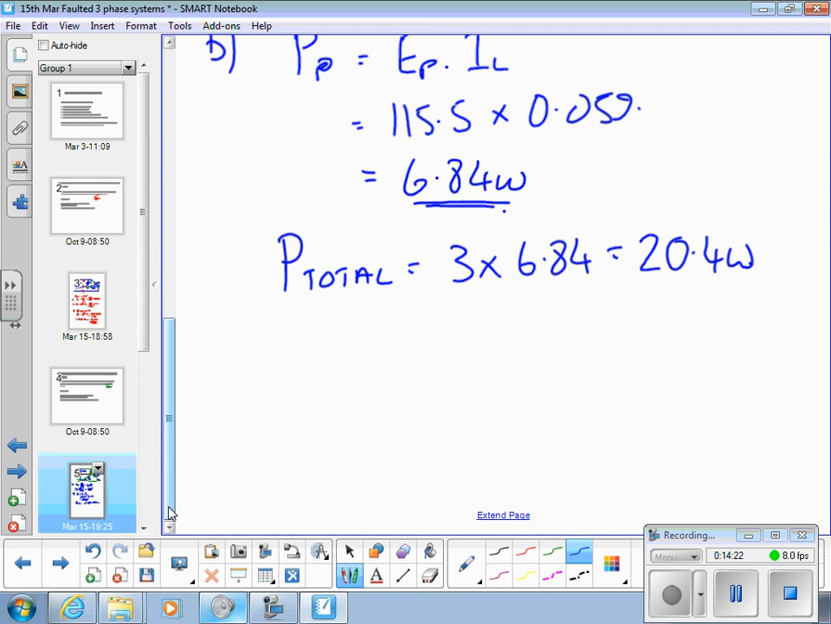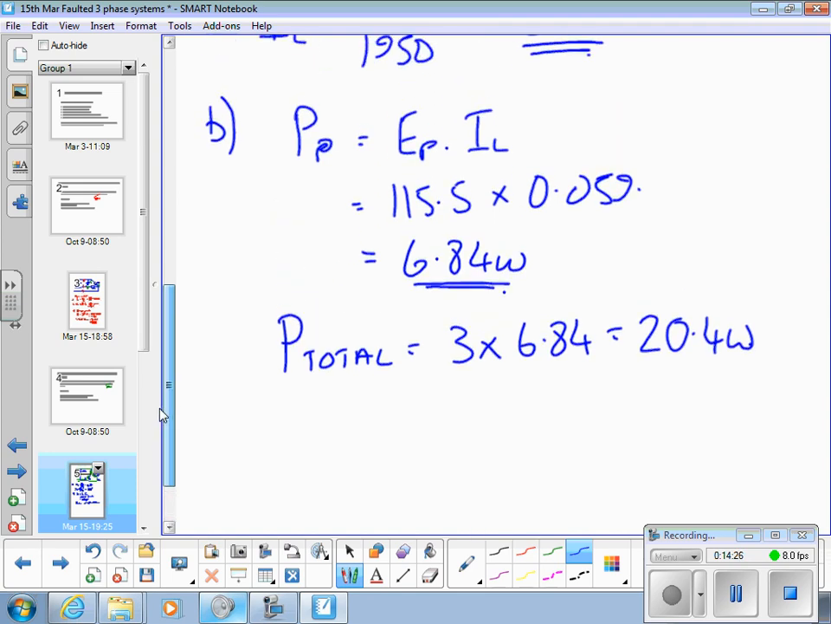You could have done, well, yeah, but if you all did it differently and all got the same figures, they're all valid methods, aren't they? Because what could you have done? You could have done I squared R. You could have done E phase squared over R. Formulas of power.